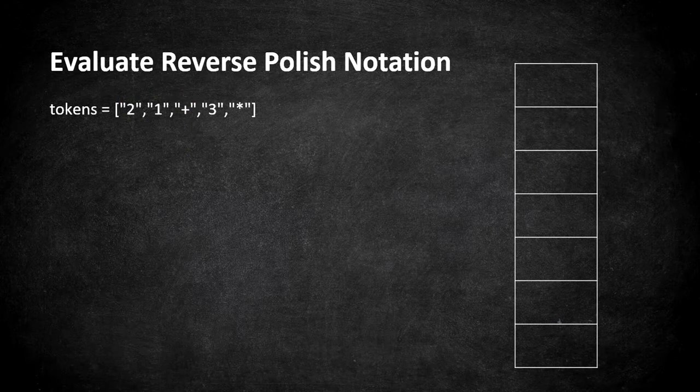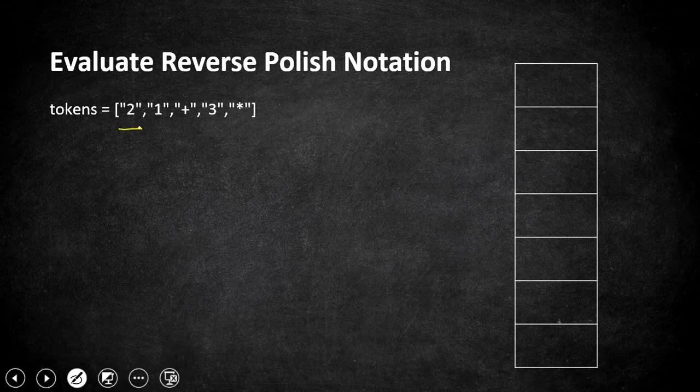Let's go for a quick dry run before getting into our code. Let's iterate the string array to get the operands and operators. The first string is 2, which is an operand, so let's push that into our stack. The next string is 1, which is again an operand, so let's push that as well. Next comes a plus, which is an operator. We are not going to push that into the stack. Instead, we are going to perform that operation on the top two elements in our stack.